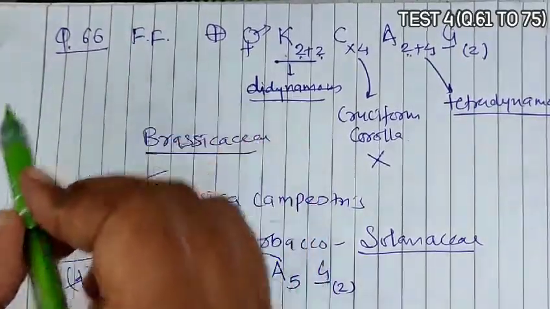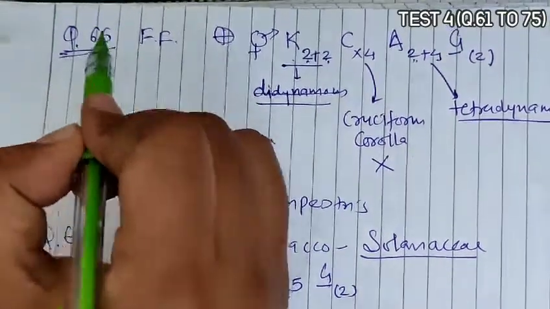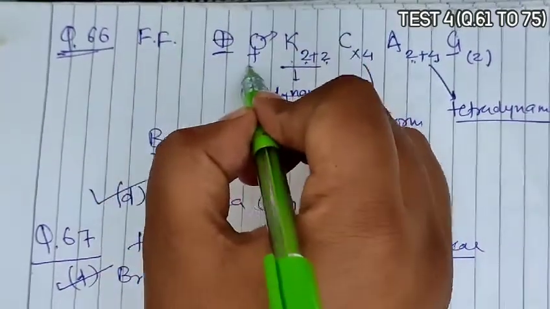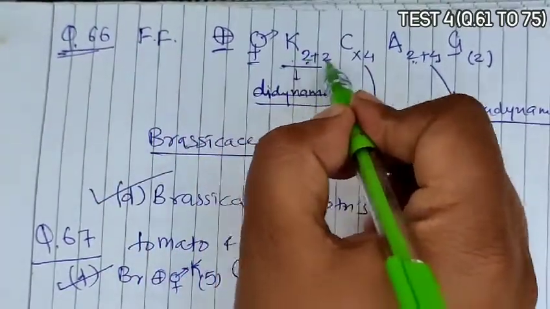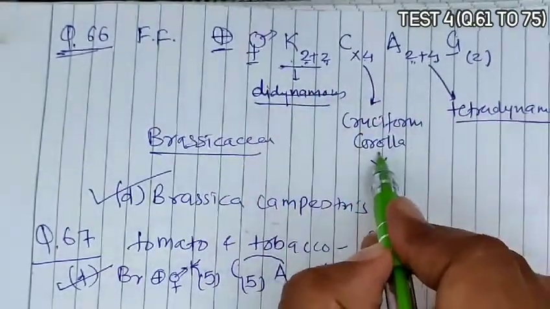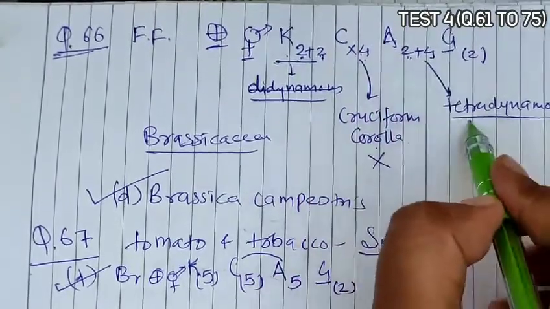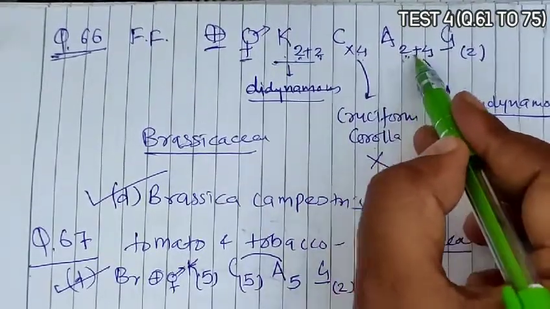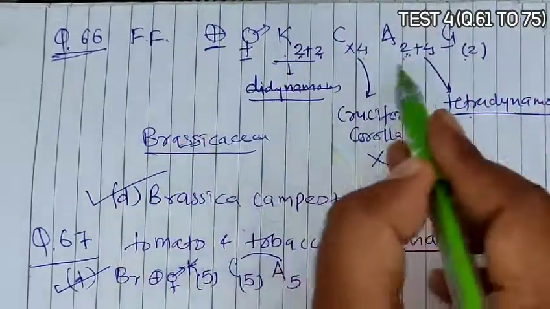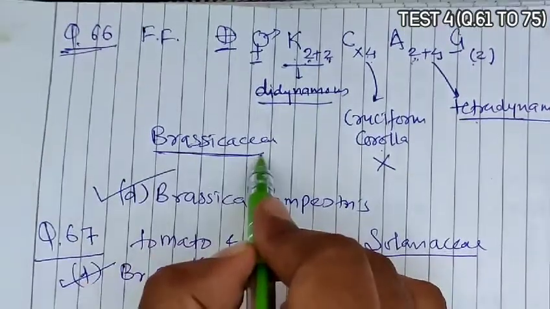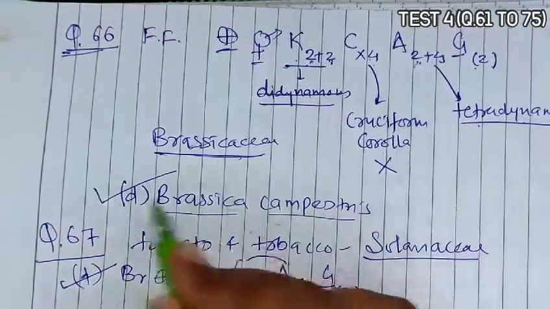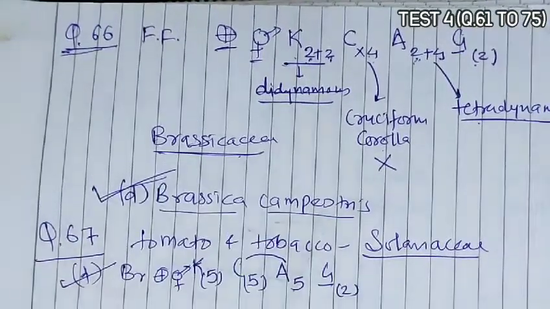Next is question 66. It asks about a floral formula: actinomorphic symmetry, bisexual flower, two sepals, two petals, one two present outside, two present inside, cruciform corolla, that is four. The tetradynamous condition is there, with two short and four long stamens, and the gynoecium is bicarpellary. This floral formula is found in the Brassicaceae family, an example of which is mustard, and the scientific name of mustard is Brassica campestris. So the answer becomes option D.